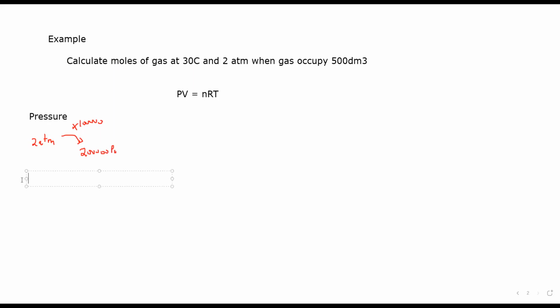Then the volume is given as 500 dm cube, but the SI unit is not decimeter cube, the SI unit is meter cube. So to convert decimeter cube into meter cube, I will divide by 1000. That's equal to 0.5 meter cube. R is the constant, having a fixed value of 8.31 joule per mole Kelvin. And T is the temperature, which is 30 degrees centigrade. To convert into Kelvin, we add 273. So 30 plus 273, we get 303 Kelvin.